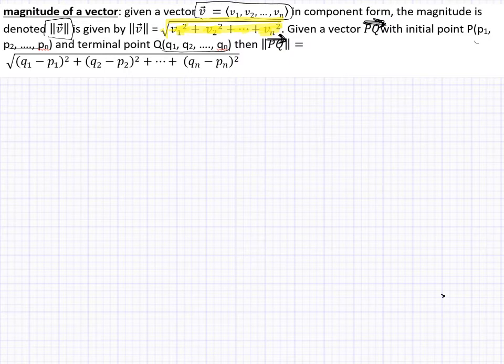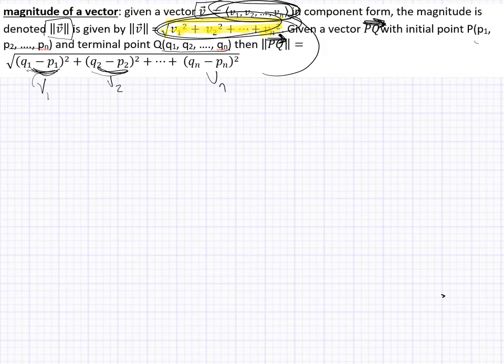And how do we find that? We subtract the first components and square it, subtract the second components and square it. But remember, this is exactly what v1 is, this is what v2 is, this is what vn is, so this is really no different than this formula we have here. Nonetheless, it's our basic distance formula we've already talked about. And so that would be the distance from P to Q.